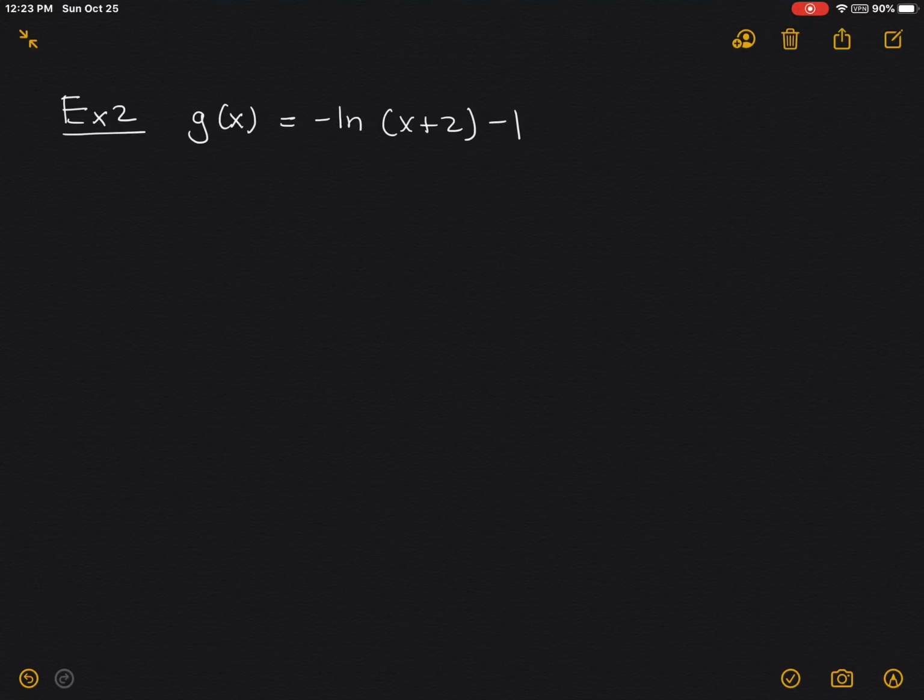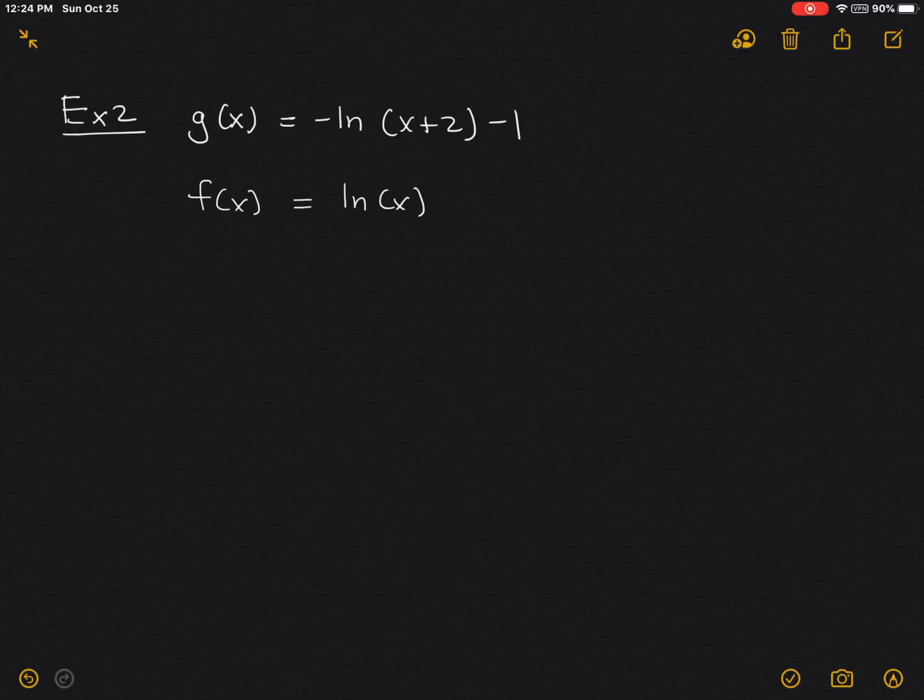All right, so in this last example, we're going to continue on with the same directions as the previous example. First thing we're going to do is identify the parent function. The parent function would just be f of x is equal to natural log of x. Okay, so describe the transformation.